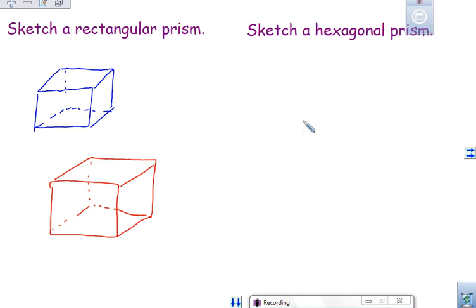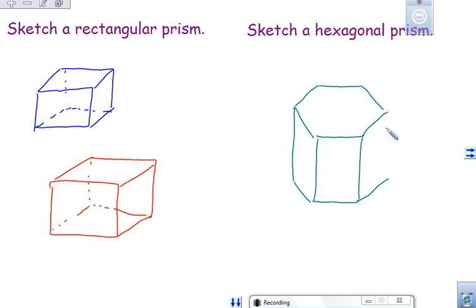Hexagonal. What shape is our base going to be? A hexagon. So I'm going to work on drawing my top hexagon first. Hexagon is 6. So I draw my top, and then I could just draw my bottom also. So I'm trying to go parallel to my top, and then I'm going to connect, connect, connect, connect. And then I need to go ahead and dot in my background pieces, making sure that I'm still parallel to all the other faces.